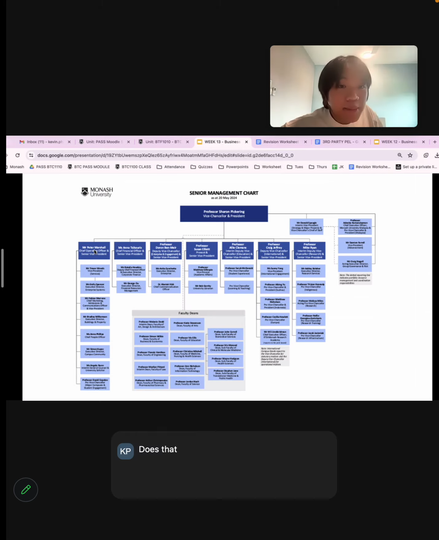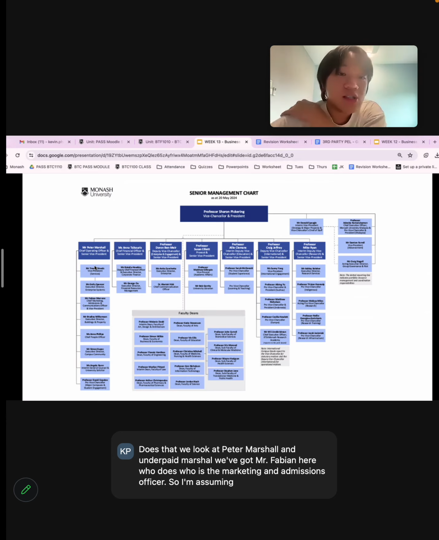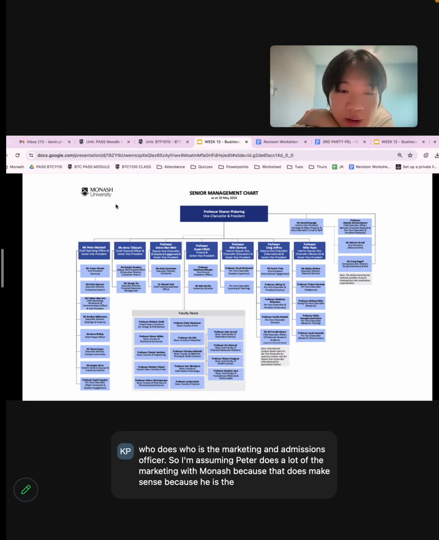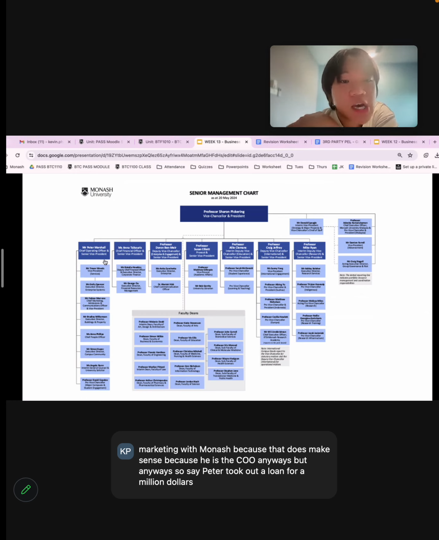So say we look at Peter Marshall, and under Peter Marshall, we've got Mr. Fabian here, who is the marketing and admissions officer. So I'm assuming Peter does a lot of the marketing with Monash, because that does make sense, because he is the COO anyways. But anyways, say Peter took out a loan for $1 million to advertise for Monash internationally.